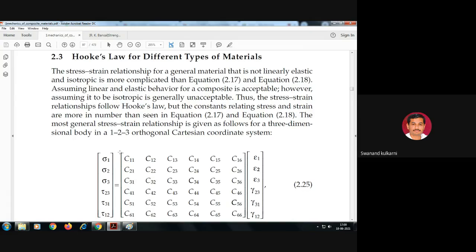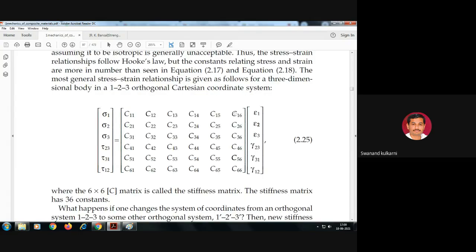Then in general, whenever we are writing the stress strain relationships, if stress is given along x, y, z axis and three shear stresses are taken into consideration, then sigma 1, sigma 2, sigma 3, tau 2 3, tau 3 1, tau 1 2 are related with epsilon 1, epsilon 2, epsilon 3, gamma 2 3, gamma 3 1, and gamma 1 2, with this C matrix, and this particular matrix is considered to be a stiffness matrix. Is it okay?